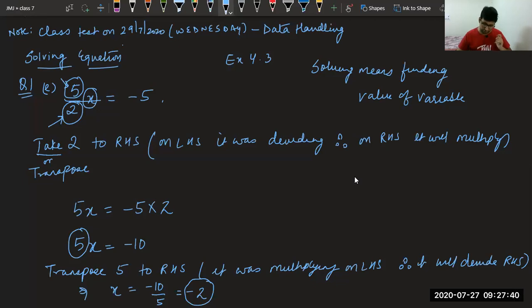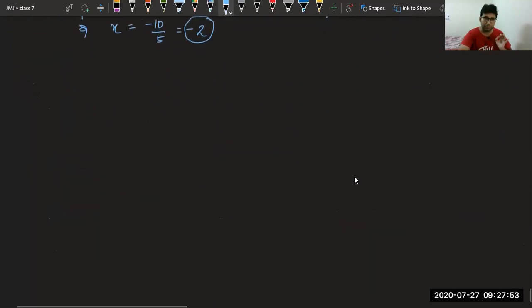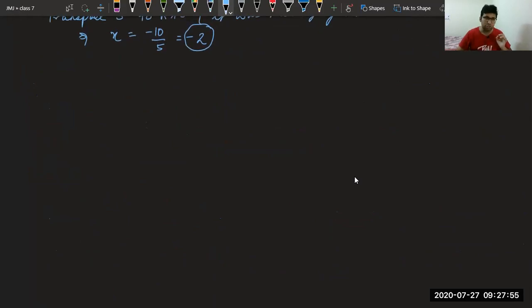Sir, we can take 5 first and then 2. Yes, Ashima, no issue. You can take that also. I have told you these questions have many ways to solve. Okay, I am taking one more way. Suppose the same question, I want to take the whole fraction at once. Yes, beta. We can take the whole fraction at once to the right hand side.